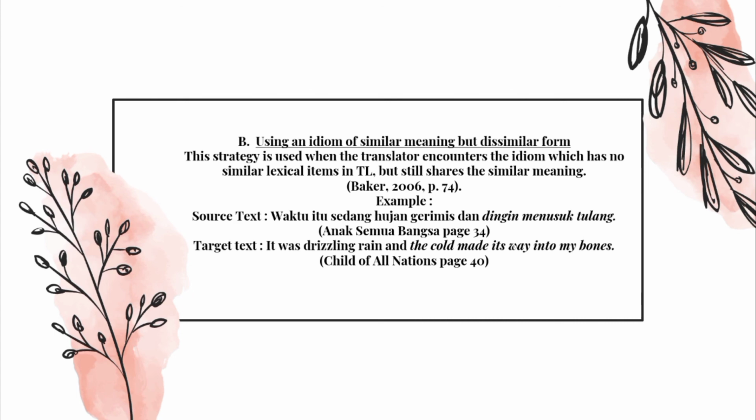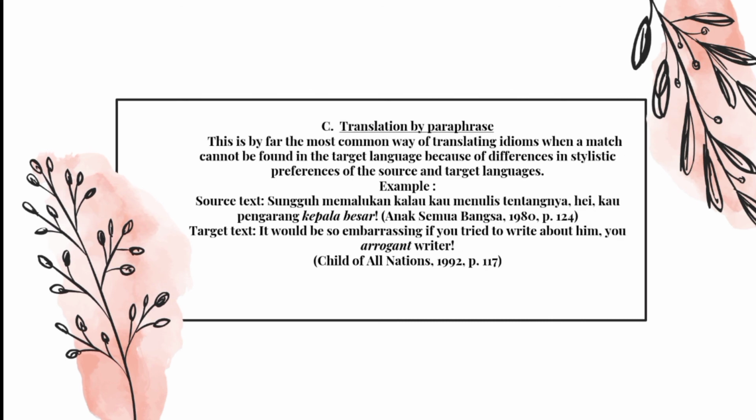For example, the source text: "waktu itu sedang hujan gerimis dan dingin menusuk tulang." Target text: "it was drizzling rain and the cold made its way into my bones." C. Translation by paraphrase. This is by far the most common way of translating idioms when a match cannot be found in the target language because of differences in stylistic preferences of the source and target language. For example, source text: "sungguh memalukan kau menulis tentangnya, hei kau pengarang kepala besar." Target text: "it would be so embarrassing if you try to write about him, you arrogant writer."